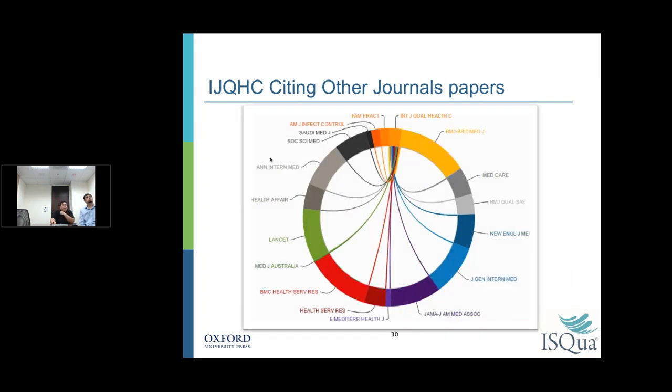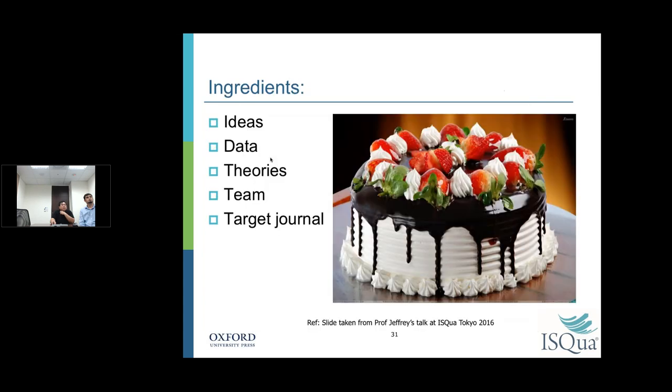And these are the journals that cited our papers, including BMC Health Services. The medical journal Lancet cited a lot from us, BMJ, British Medical Journal, Annals of Internal Medicine. So in medical care, we are cited by many high impact journals as well.